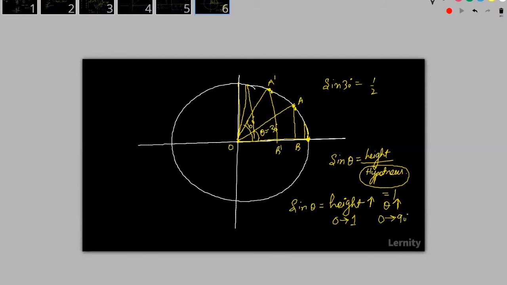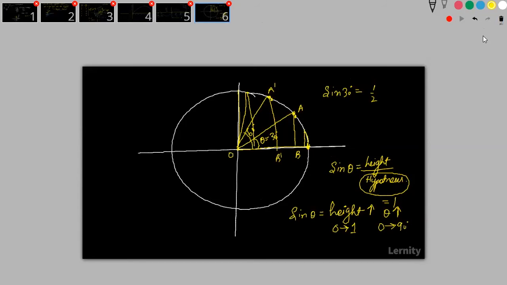You should measure angles only from the x-axis. Yes, children, sin theta, the angle is always the angle. You have to keep the angle as the x-axis, and the height I am taking as the output. Fine. This part is okay.